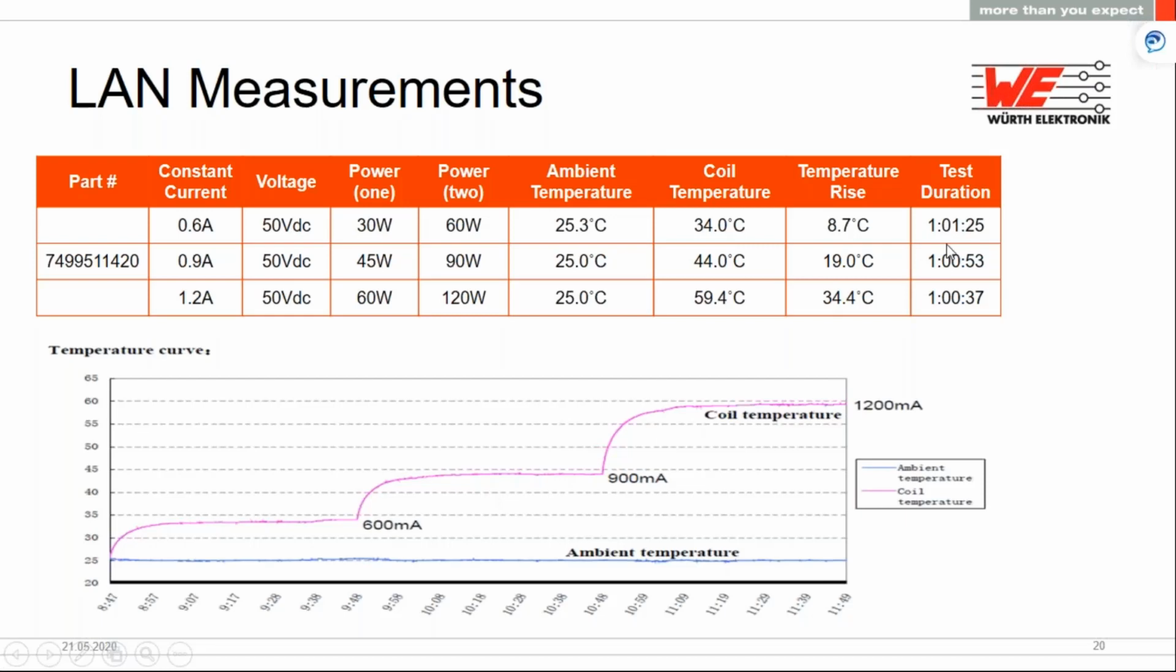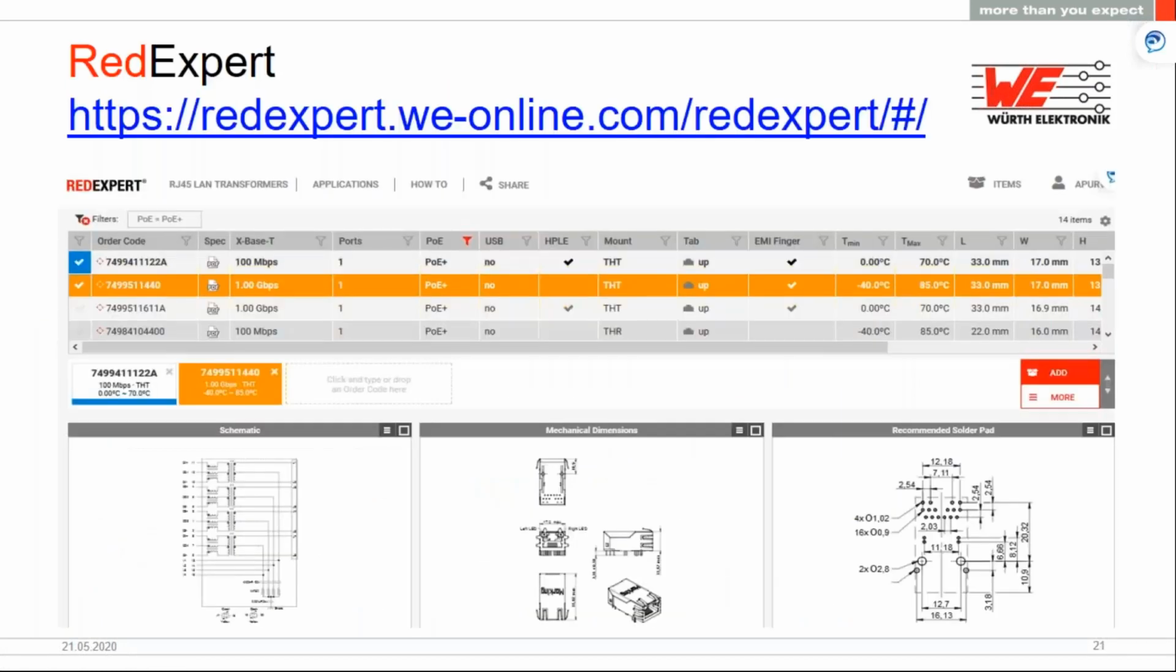So even though while selecting a transformer, you might think that, okay, it is able to take the current, definitely it will. But at the same time, we need to make sure that we are not heating up the transformer beyond its limit.